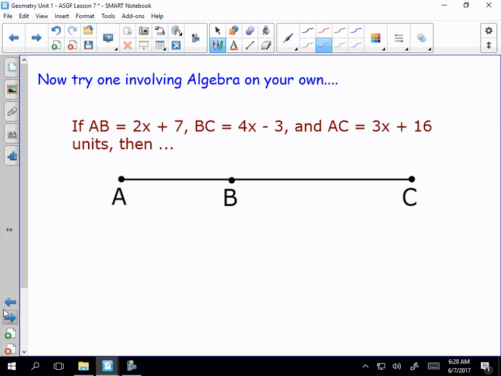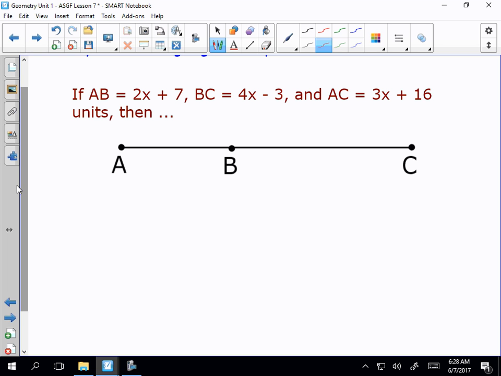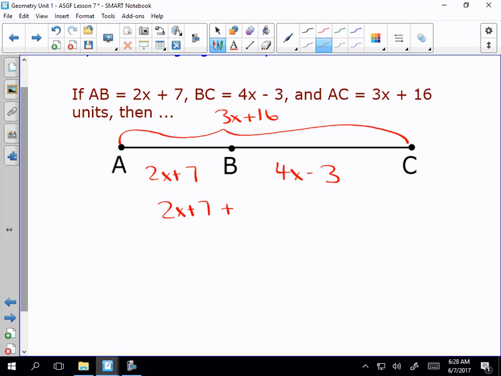One extra example here. We'll run through this one pretty quick. We've got our AB of 2x plus 7, BC of 4x minus 3, and now the full length is given to us as an equation as well, 3x plus 16. But once again, understanding that the two parts add together to make the whole distance. And then from there, we combine like terms, combine the x's, combine the constants, and now we've got variables and constants on both sides.